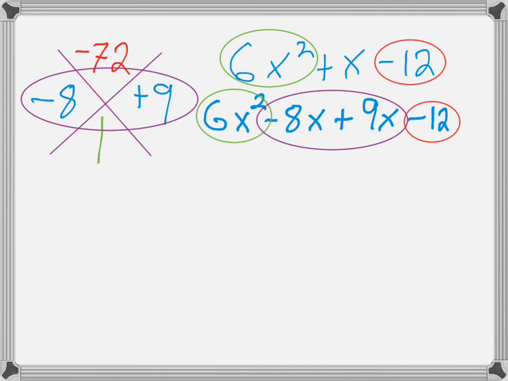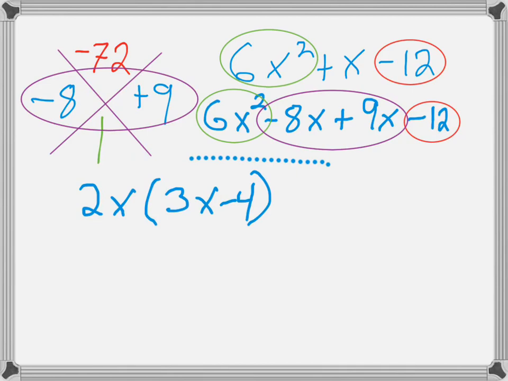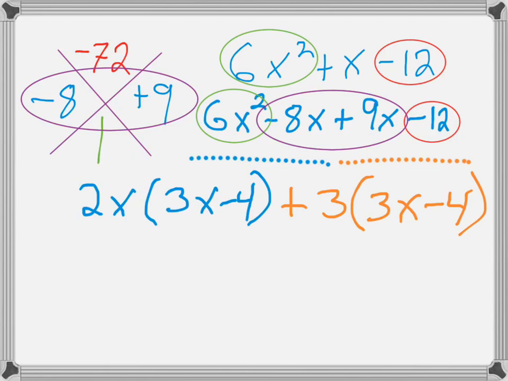So now we need to take that very first part, the 6x squared minus 8x, and find a common factor. So we're looking for a common factor. In this case, the common factor is 2x, and we factor that out. So we get 2x times the quantity, 3x minus 4. Now we do that to the second part, and we get 3 times the quantity, 3x minus 4. Now notice that both of those parts are the same, which is exactly what we need to happen.